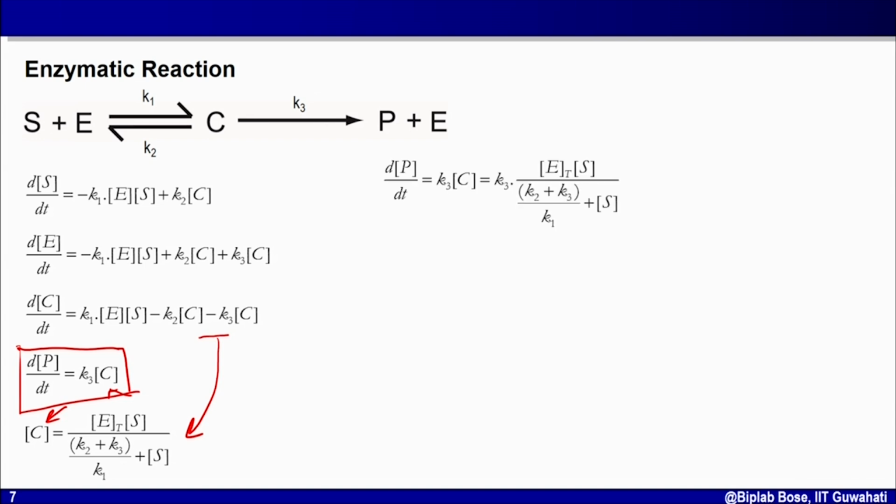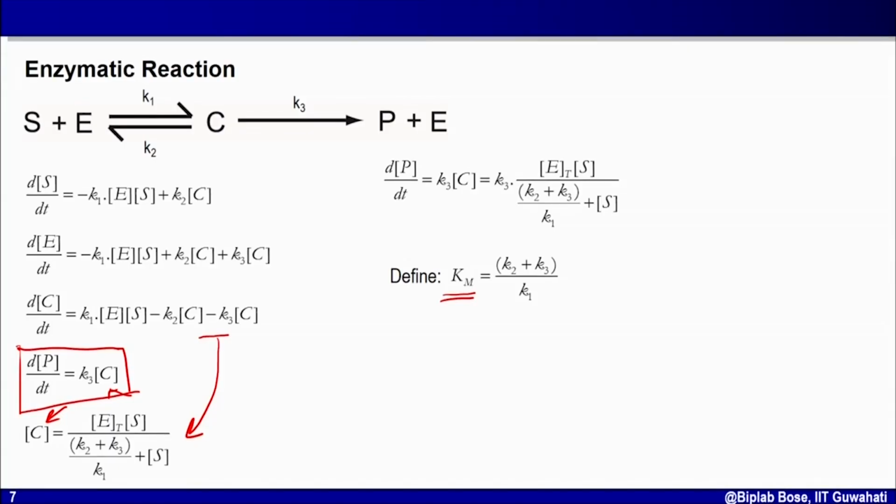So I can replace C by the steady state value of C, so dp dt is equal to K3 into Et into S divided by (K2 plus K3 divided by K1) plus S. Now K2 plus K3 divided by K1 is a well-known constant, and that is called the Michaelis-Menten constant. It is called Km. And remember, this is very common in biochemistry books. You will find that many a time biologists and biochemists who characterize enzymes calculate this Michaelis-Menten constant for these enzymes, and that is very helpful for our modeling, because we can take those numerical values for the Michaelis-Menten constant and plug them into our ODE.